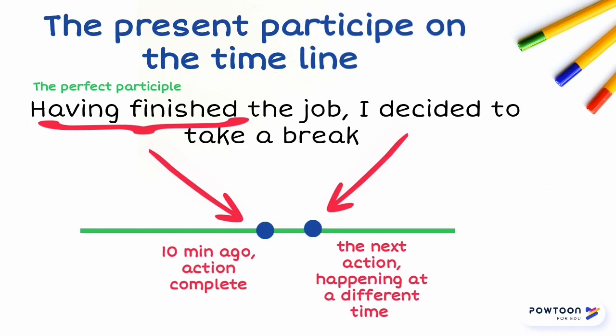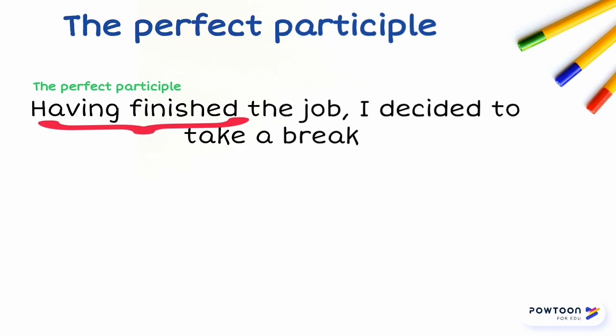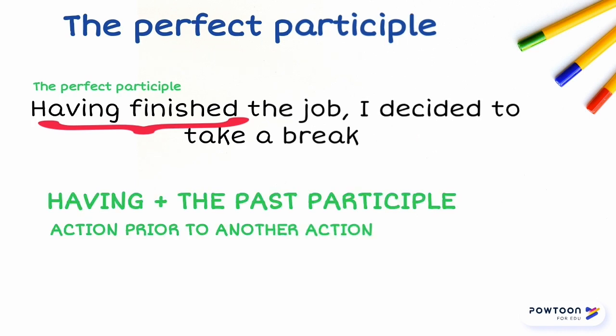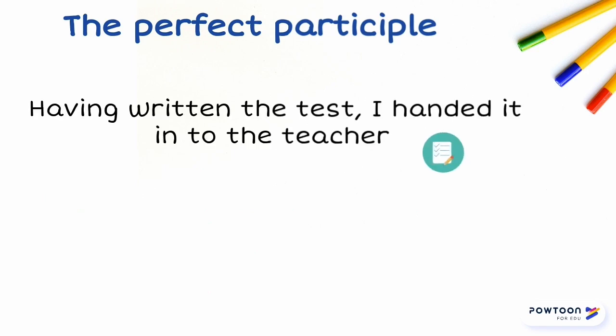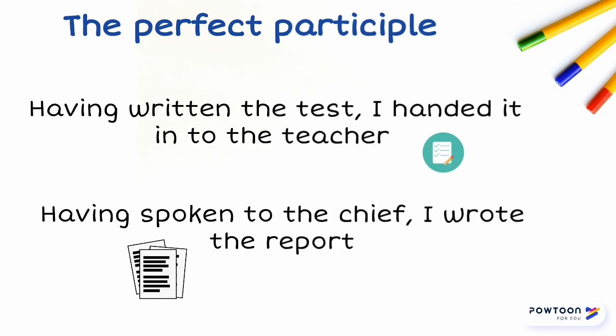The perfect participle denotes an action which is prior to another action in the sentence, so it expresses the idea of priority and is made with the help of the ing form of the verb have plus the past participle, having finished. More examples for you. Having written the test, I handed it in to the teacher. Having spoken to the chief, I wrote the report.